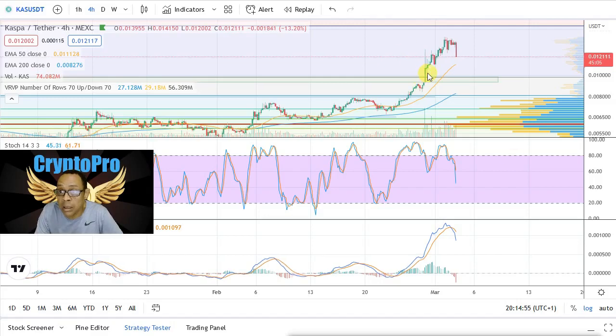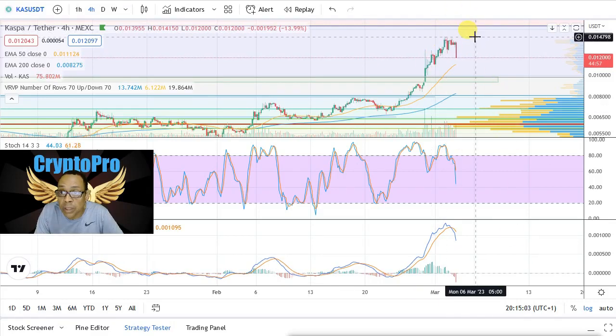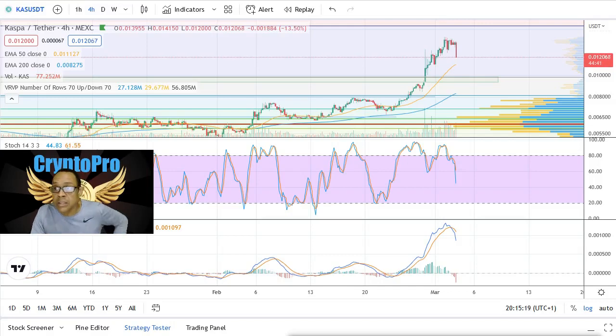We were sitting right here at around 1.3 cents. And then at the peak, let's see if we can measure that price at the peak. It did shoot all the way up to nearly 0.015. I think 0.0148, right underneath 0.015 is where it settled in.